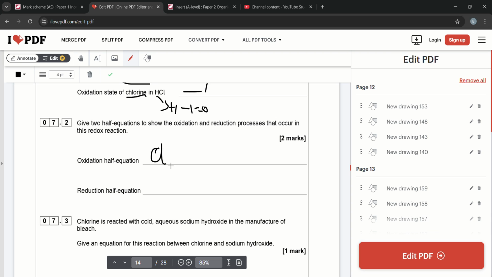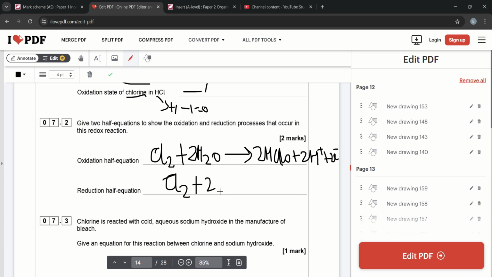So we've got Cl2 plus 2H2O, arrow 2HClO plus 2H+ plus 2e-. And then we've also got Cl2 plus 2H+ plus 2e-, arrow 2HCl.